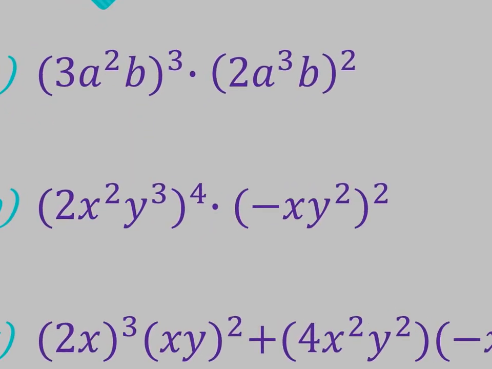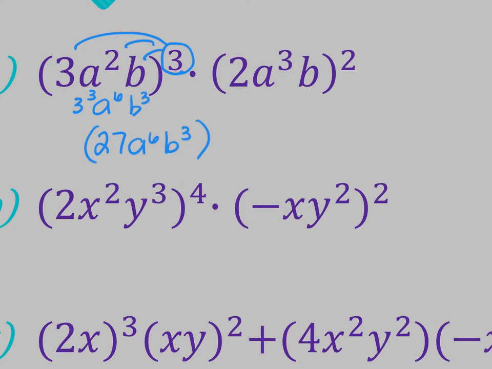So the first thing I have to do is take care of this guy. This is going to go to each of these, and that becomes 3 to the third, A to the second raised to the third, or A to the sixth, B to the first raised to the third, which is B to the third. And I get 27, A to the sixth, B to the third, okay? Now that's the simplified first one.